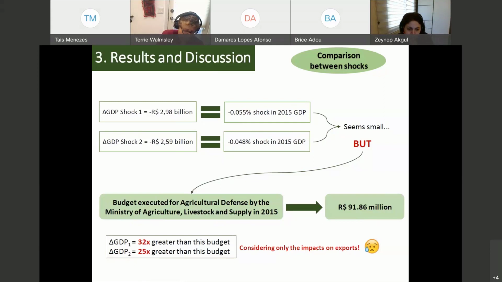That is, considering only the impacts of foot-and-mouth disease outbreaks on exports, the losses to the Brazilian economy would be significantly greater than the annual expenses with the prevention of animal diseases. This value could be even higher if other losses caused by FMD were considered, such as animal slaughter and costs to control and eradicate outbreaks. It's really high.